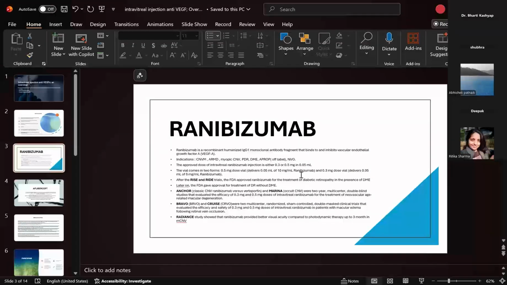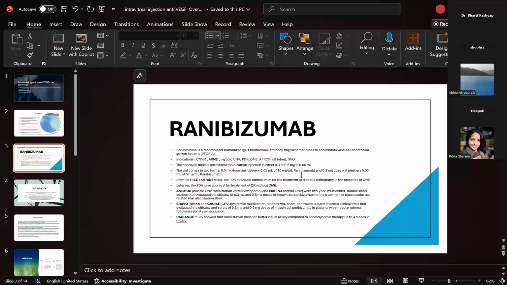Coming to ranibizumab. Ranibizumab is a more purified version of the bevacizumab molecule that was finally FDA approved for intravitreal use. It is basically a humanized monoclonal antibody fragment, a Fab fragment, that binds to and inhibits vascular endothelial growth factor A. Ranibizumab is more specific for VEGF-A, whereas bevacizumab binds all isoforms of VEGF. But of course, the most common isoform inside the eye is VEGF-A, and to be precise, VEGF-A 165.